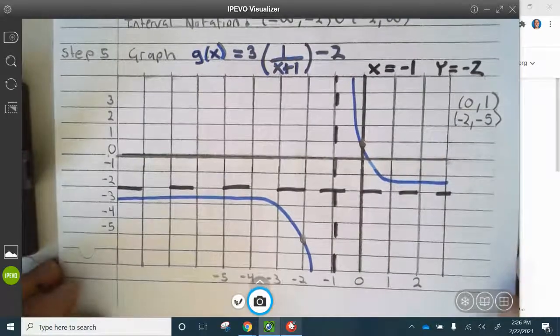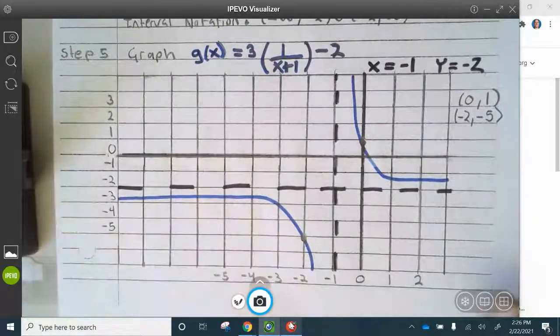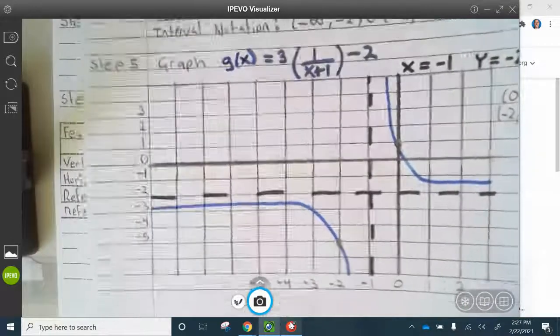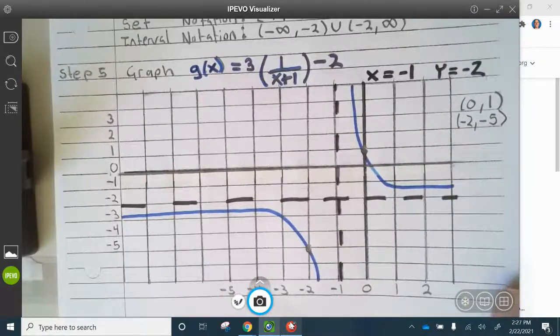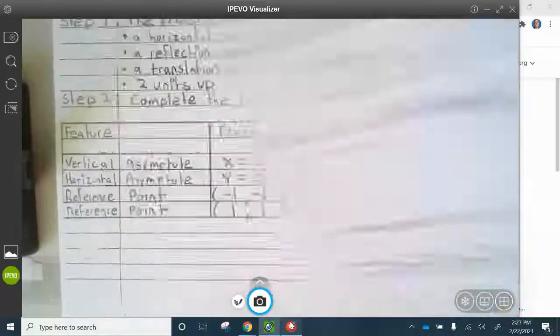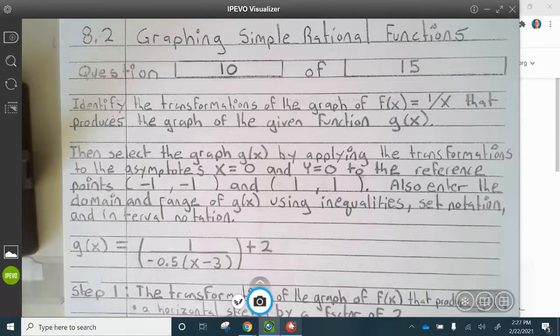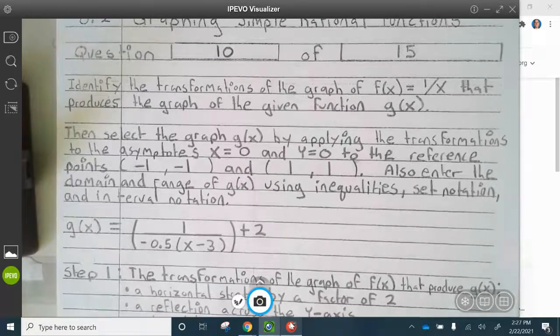Identify the transformations of the graph of f of x equals 1 divided by x that produces the graph of the given function g of x. Then select the graph of g of x by applying the transformations to the asymptotes x equals 0 and y equals 0 and the reference points -1, -1, and 1, 1. Also enter the domain and range of g of x using inequalities, set notation, and interval notation. Where g of x equals parentheses 1 divided by -0.5 parentheses x minus 3 plus 2.